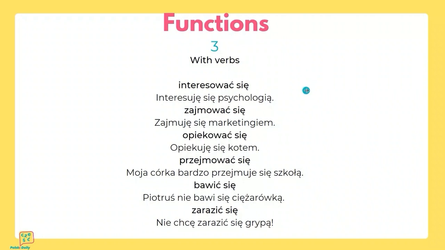In Polish, these verbs are very often translated as passive voice with be or get. Polish language doesn't like passive so much. We prefer reflexive forms, meaning the forms with się, like here. Interesować się, to be interested in something. Interesuję się psychologią. I'm interested in psychology.